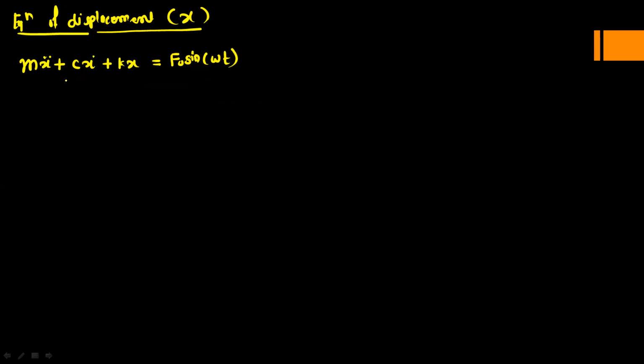Now we will write this equation in the differential form. So before that, just rearrange the terms. Take this mass, so divide the complete equation by the mass. So we will get the equation like this: x double dot plus c by m x dot plus k by m x, this is equal to f0 upon m, okay, into sine omega t.